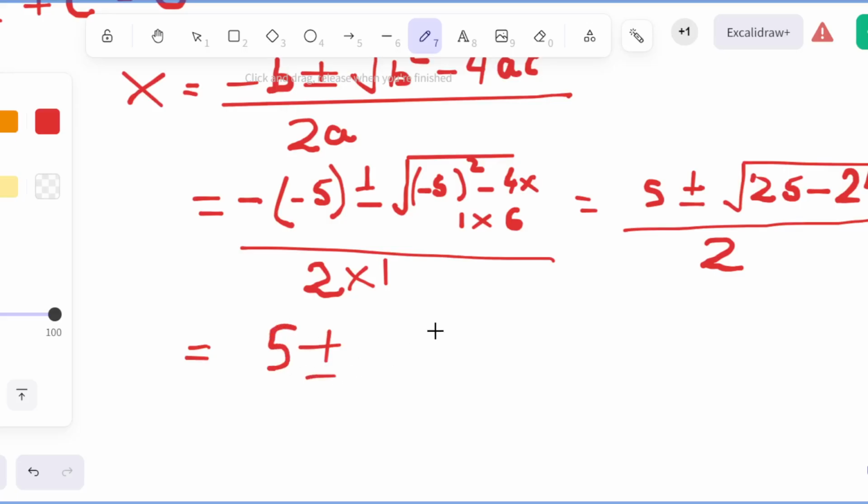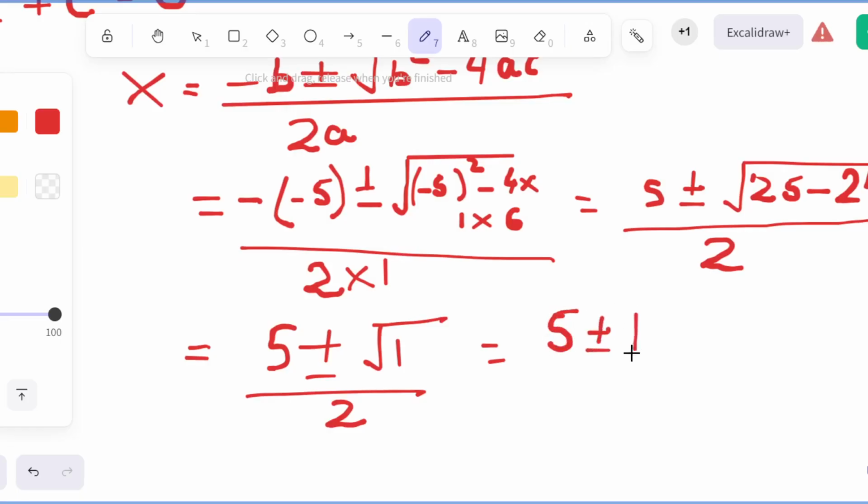Now 5 plus minus 25 minus 24 is 1, right? Divided by 2. And this is going to become 5 plus minus 1 because square root of 1 is 1 only. So if you take the plus value, you get 5 plus 1 upon 2, 6 upon 2, which is 3, right?